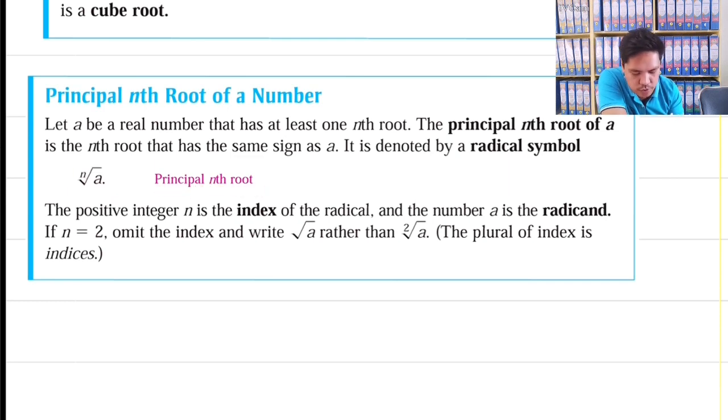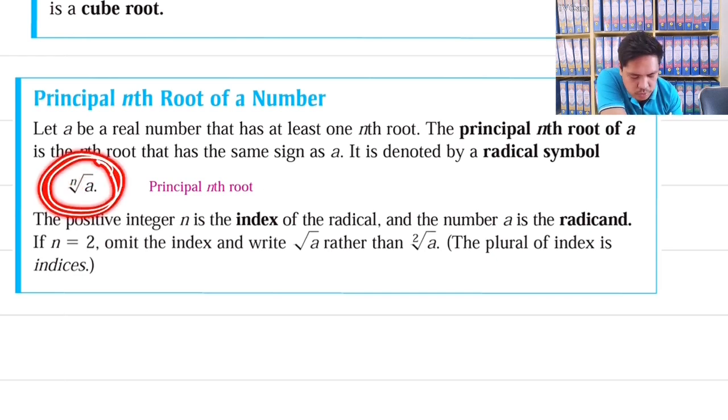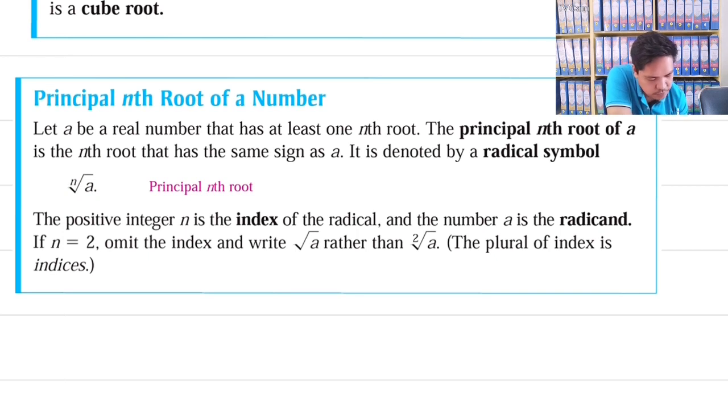Okay? For example, this is 5. So that would be fifth root of a or principal fifth root. So the positive integer n is the index. Tawag nito is the index of the radical. So this whole term, we call this a radical. Basta may mag-exist ito siyang sign, that's a radical. So itong buo, that's a radical, and n is the index. Now a is the radicand. Okay? Radical, index, radicand.